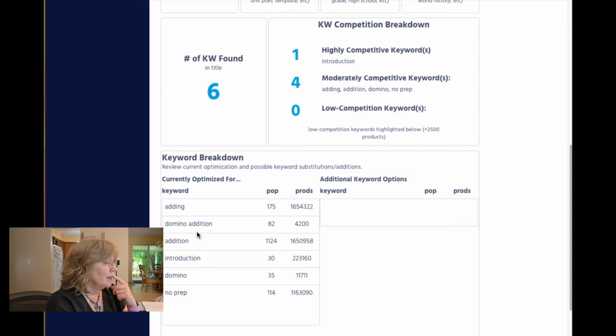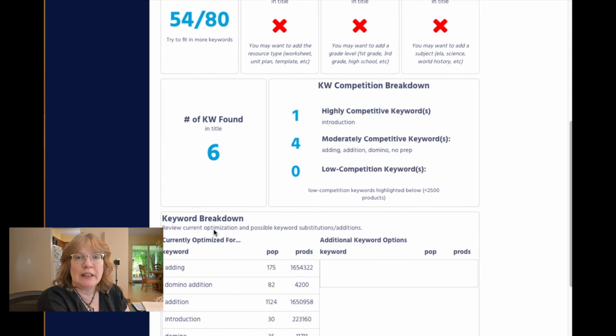Domino, I'm not going to rank for. So a lot of these words I'm going to have a hard time ranking for. And this is why I like this. It's making me face reality here. This product, unless someone types in Domino Edition to 12, they're not going to see this.